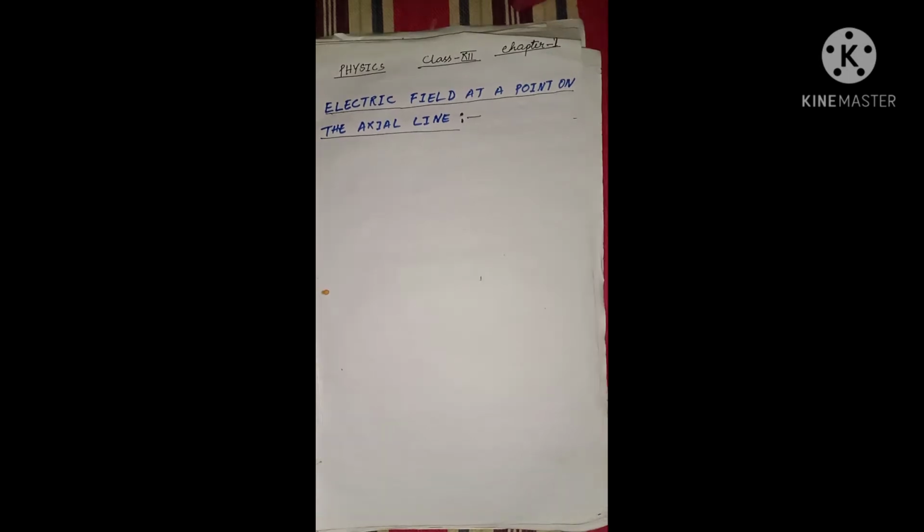Today in this topic I will teach you how to find the electric field due to an electric dipole at a point on the axial line. First of all, we need to draw the diagram for this. Let us draw the diagram.